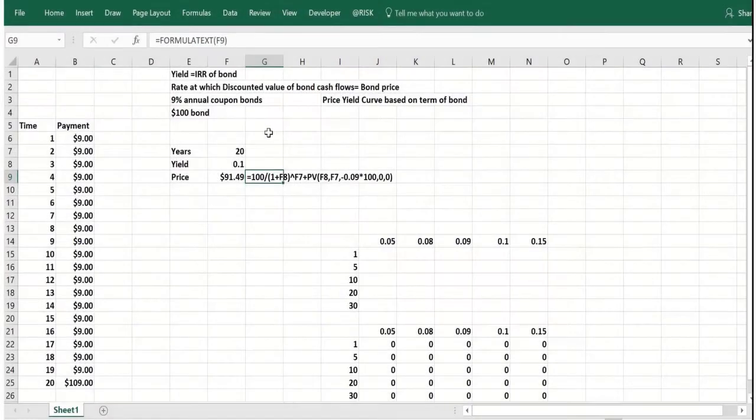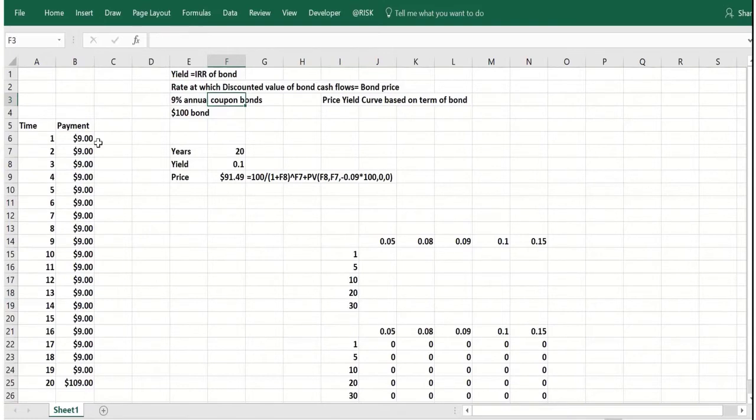The yield of a bond is a very important concept in finance. So the yield of a bond is essentially the internal rate of return on the bond. In other words, it's the rate at which the discounted value of the cash flows equals the bond price. So let's consider a bond with $100 face value that pays a 9% annual coupon.